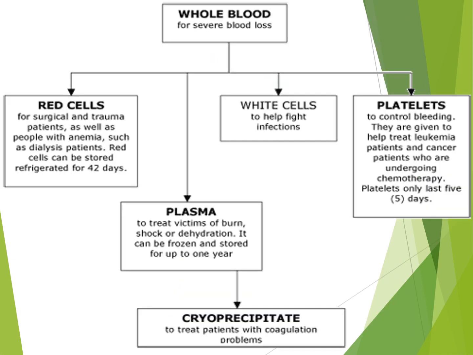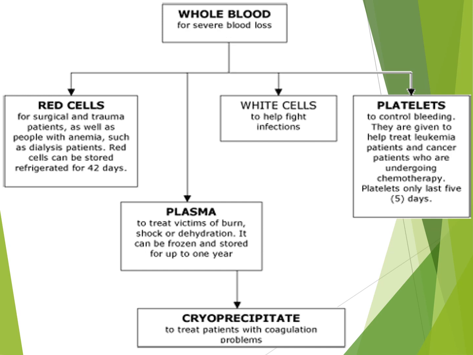So again, whole blood, right, for severe blood loss. Red blood cells for surgical and trauma patients, as well as patients with anemia, such as dialysis patients. Red cells can be stored and refrigerated for 42 days. White cells are given to help fight infection. Platelets are, of course, to control bleeding. They are given to treat leukemia patients and cancer patients who are undergoing chemotherapy, right?